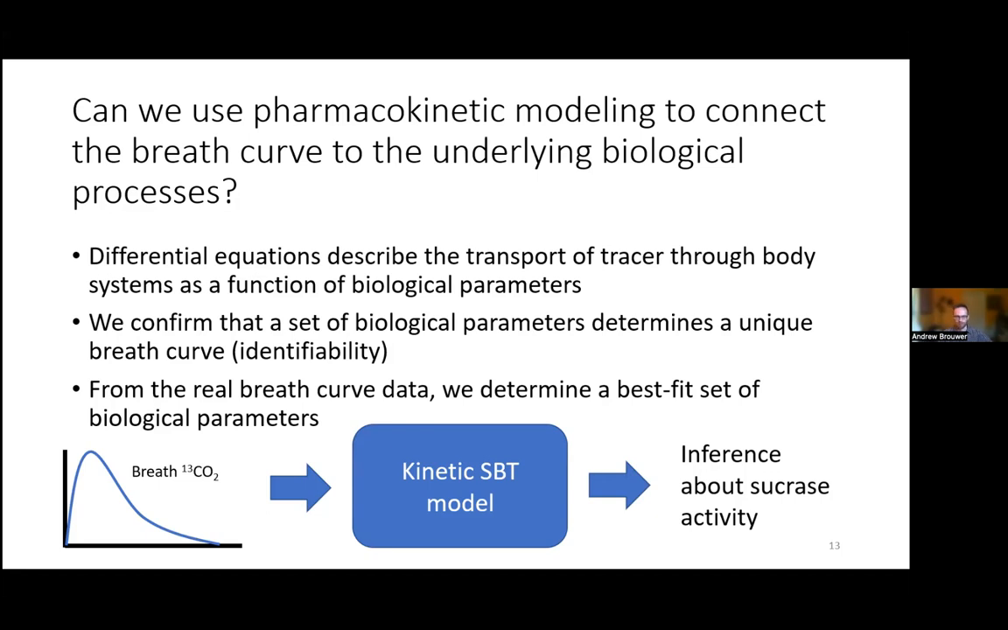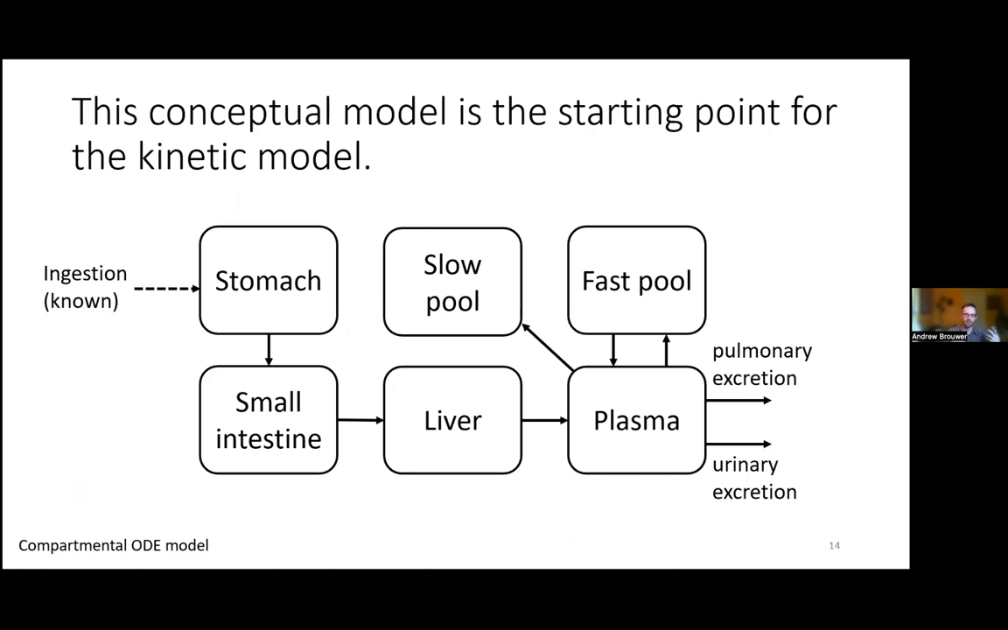And so, big picture, we're taking a breath curve, seeing it through the lens of this kinetic model and making inference, ideally about sucrase activity. And so we have this conceptual model as a starting point. We know that we've given a tracer that goes into the stomach. Fortunately, it's possible to design tracers that can bypass the stomach pretty quickly.